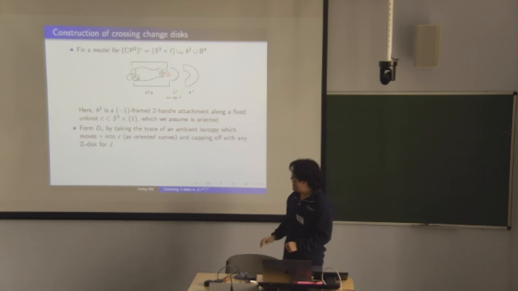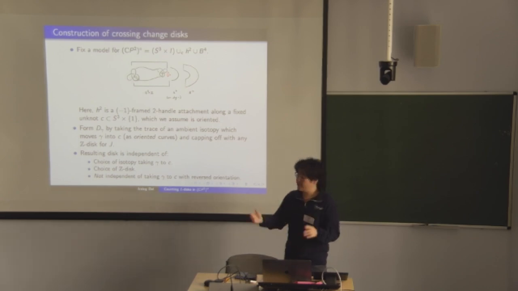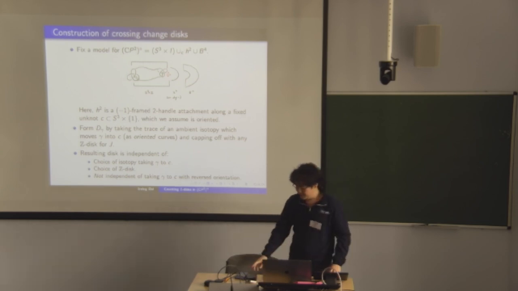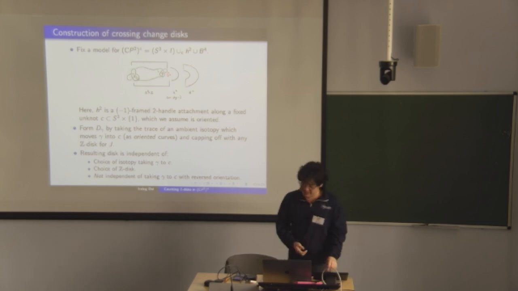Okay? And what you can show is that it doesn't matter what isotopy you choose to take your unknotting curve gamma into C. For the purpose of topological isotopy real boundary, it doesn't matter what you cap off by. What is not entirely obvious is that, in fact, in the story, the curve gamma and the curve C have to be oriented.